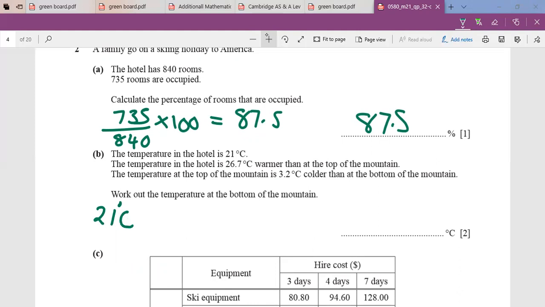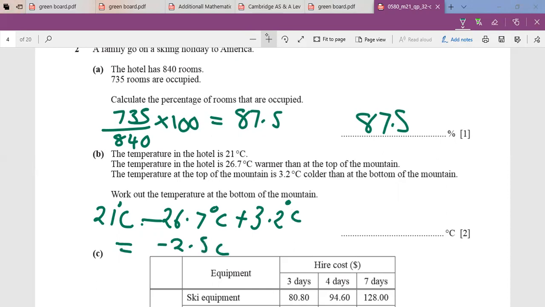So to work out the temperature at the bottom of the mountain, we are going to say the temperature of the hotel is 21 degrees Celsius minus the amount by which it is warmer at the top of the mountain, which is 26.7 degrees Celsius. Then we add the 3.2 degrees Celsius colder at the top than at the bottom. And this will give us negative 2.5 degrees Celsius. So this is our answer. All right, it's as simple as that.